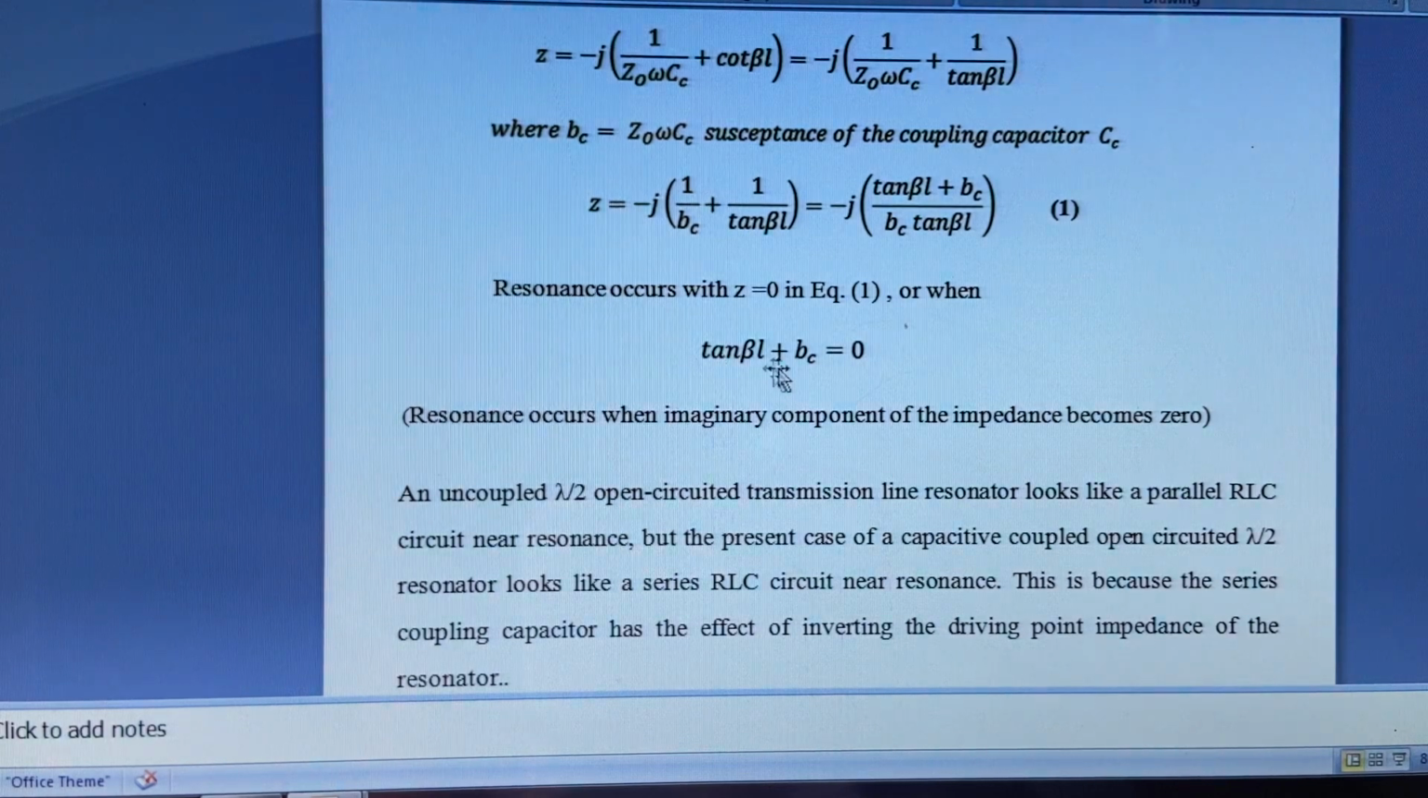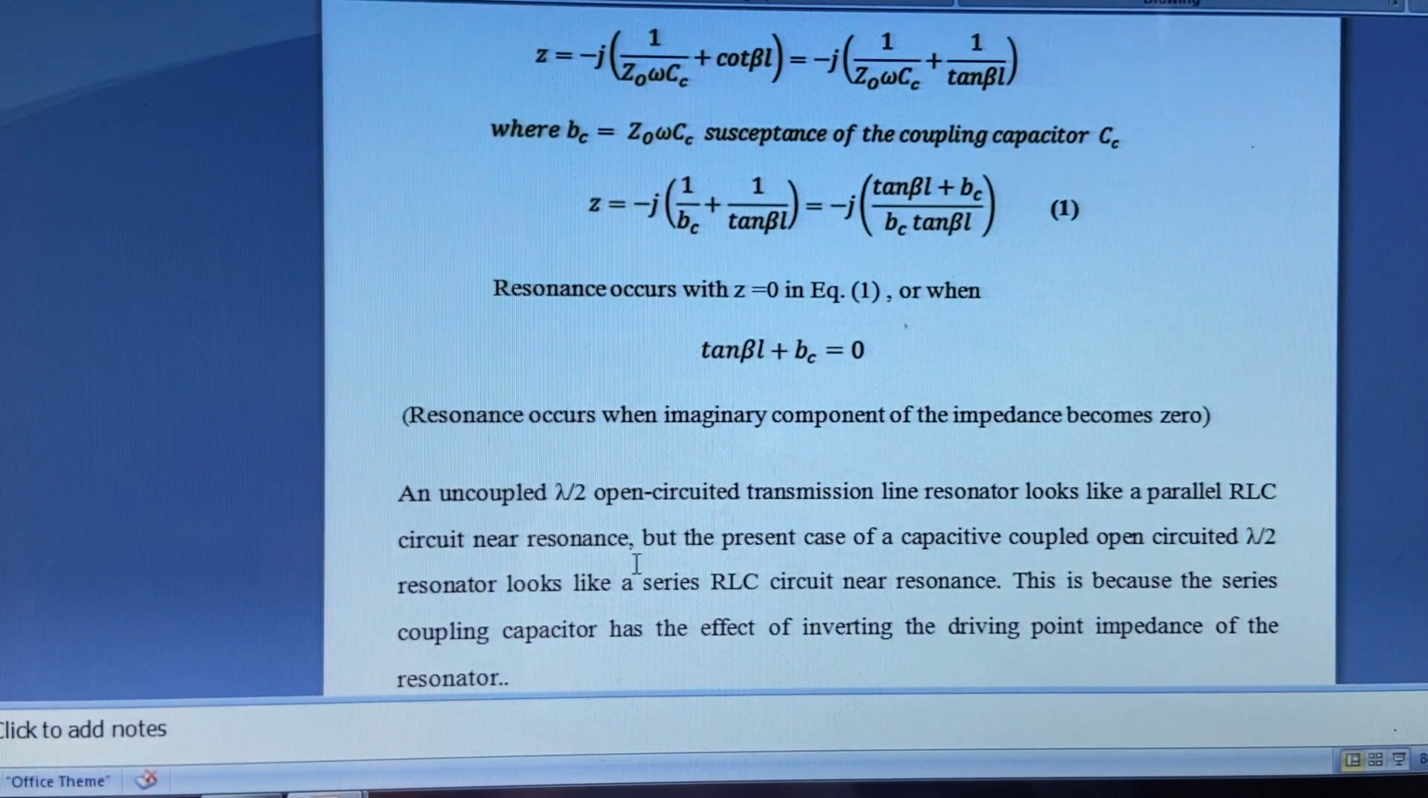So this is tan beta L plus BC equal to 0. This is tan beta L. It is associated with the short circuited lambda by 2 transmission line, whose equivalent circuit is a series RLC circuit. So this open circuited lambda by 2 resonator looks like a series RLC circuit near the resonance, even though we have considered a lambda by 2 open circuited transmission line, because of the coupling capacitor here.